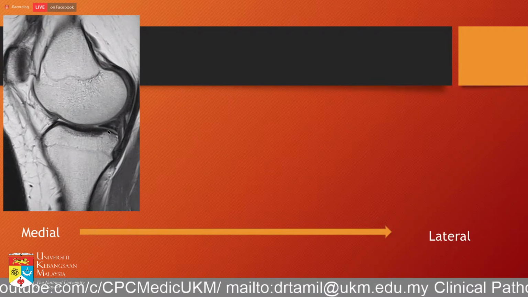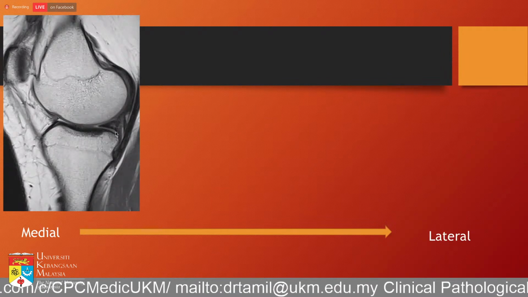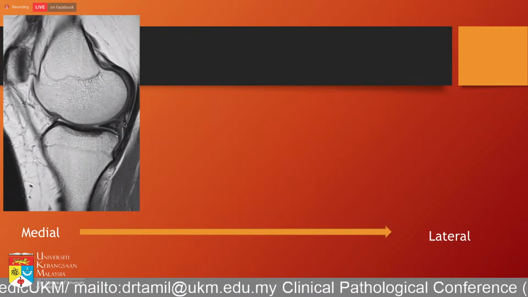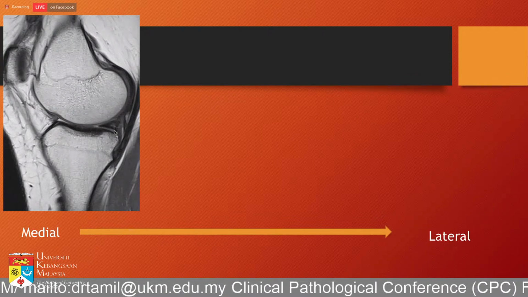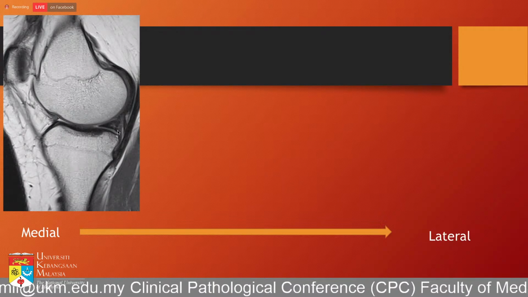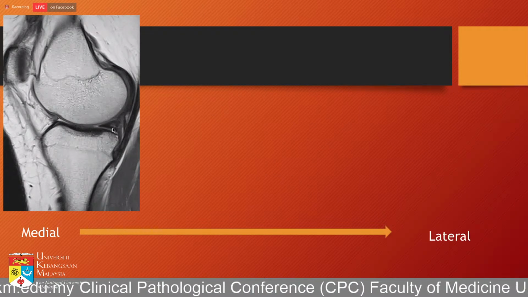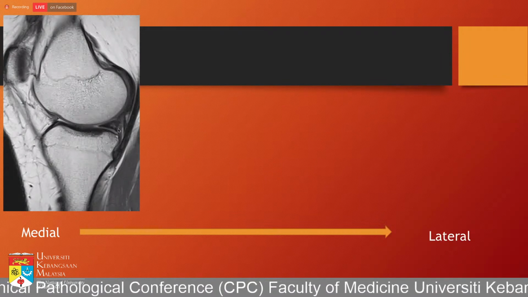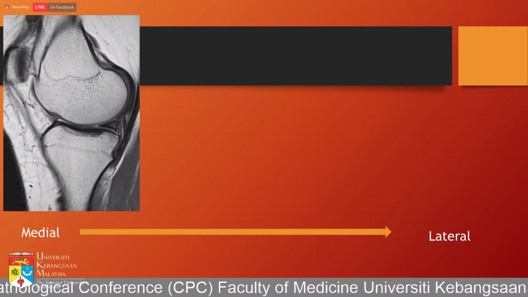So normally the medial meniscus or the lateral meniscus would have a nice triangular structure with homogeneous hypo-intense signal. And here you can see that there is a hyper-intense signal within, and there is discontinuity of the triangular structure. So that indicates a tear.